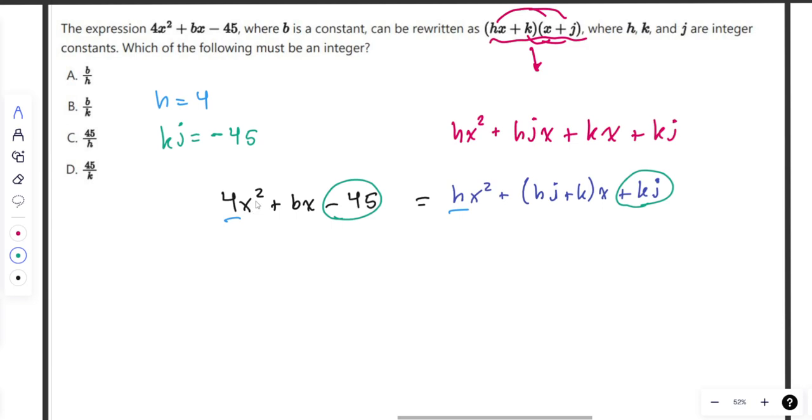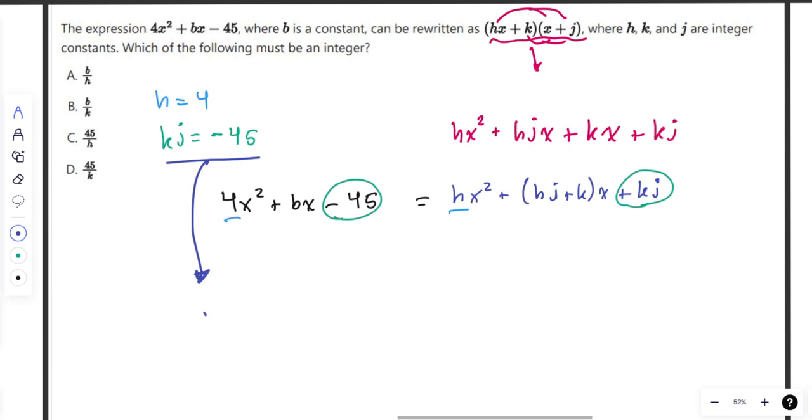But what I do know is the following. If I have kj equals negative 45, I can manipulate this like so. First of all, I'm going to look at my answer choices for clues, and I see the number 45 appear here. We have b and h and k. We don't really know what the value of b is, so I might stray away from those answers. It doesn't actually tell me that b is an integer, it just says it's a constant, although it should be an integer because it's a sum and product of integers. But anyways, I see this 45 here, I see this 45 here, that gives me a clue.